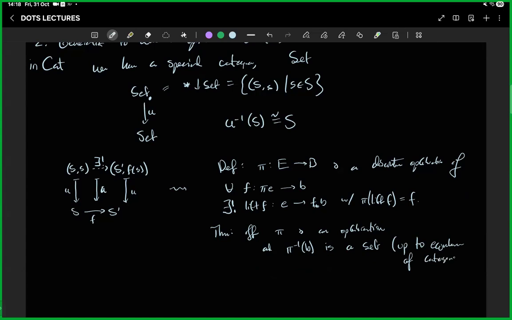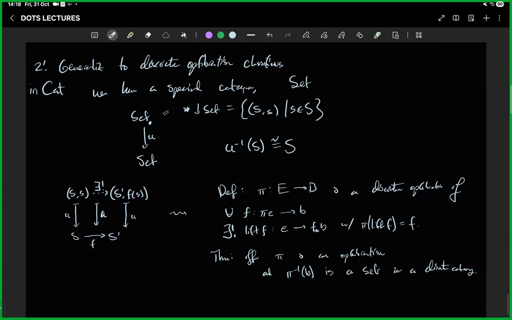Of categories, I think. I mean, it has to be literally discrete, right? It has to be literally discrete. It's a set. Okay, I'll just say it's a set, i.e. discrete category. Yeah, I think that's right. If I did a discrete vibration, then I would get it up to equivalence, right? If I allowed a comparison isomorphism down in the bottom.